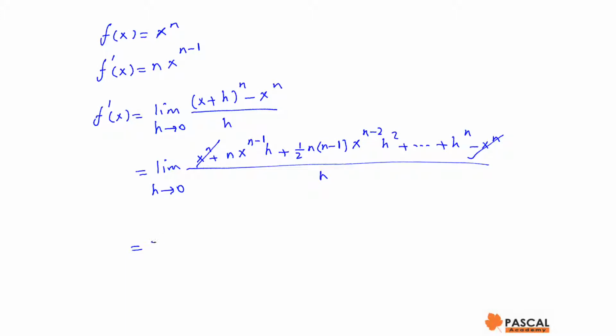which is the same as limit of, if we divide numerator and denominator by h, we get n x^(n-1) plus h times a polynomial. As h approaches 0, this limit is n x^(n-1).